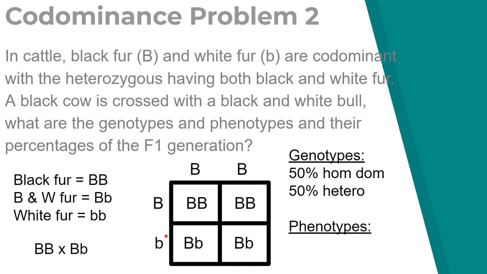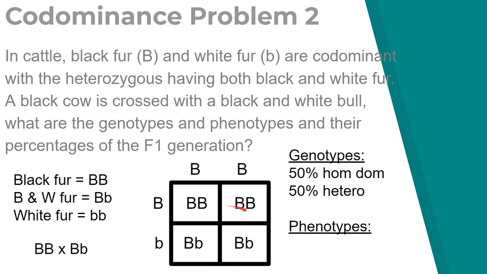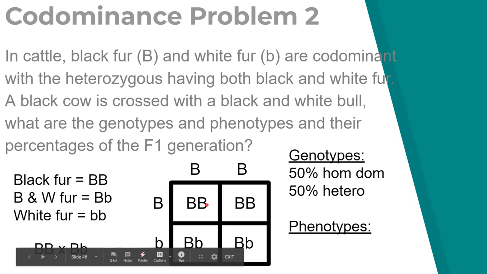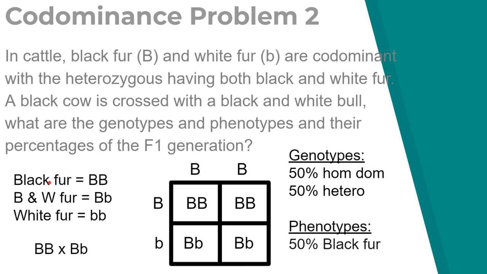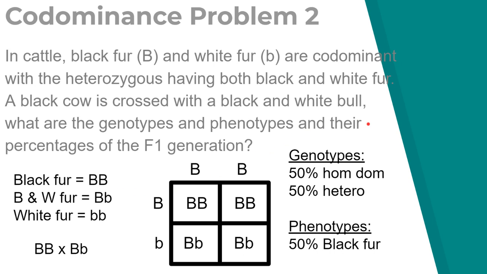Then we need to find the phenotypes. So these 2 homozygous dominant are going to code for black fur. So that means 2 out of the 4, 50%, will be black fur. The other 50%, these 2 hetero, we know from step 1 are going to code for black and white fur. So the other 50% chance is that they will have black and white fur. Okay, so really the only difference here is right here. Whatever this phenotype is, that's the only difference.